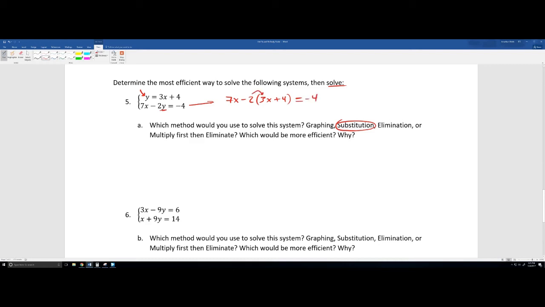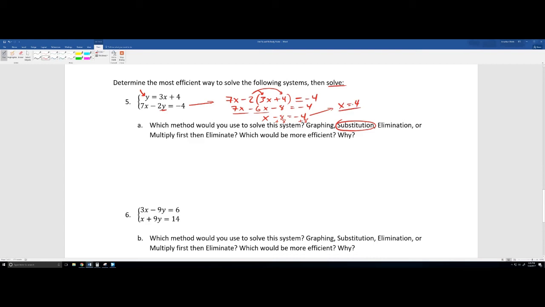I want to go ahead and distribute. I'm going to get 7x minus 6x, because -2 times positive 3x. -2 times positive 4 is -8. I'm going to go ahead and combine like terms, and then I'm just going to work on isolating my x. So how do you get rid of a -8? Plus 8, and then what you do to one side, you do to the other. x equals 4. So that's part of my answer.